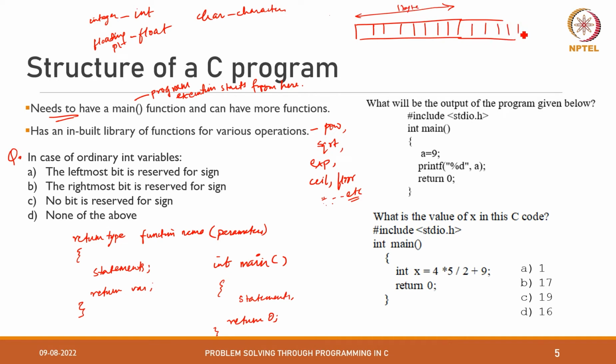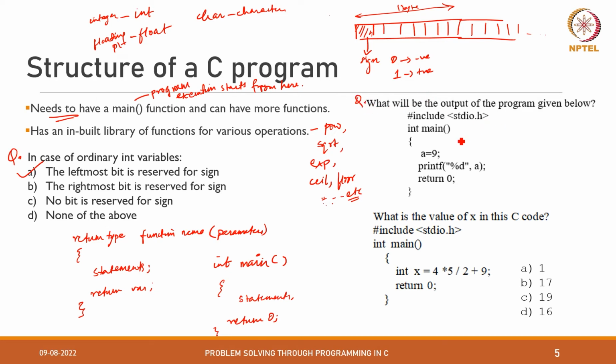The correct answer here is that the leftmost bit is reserved for the sign. So this particular bit is what will store the sign, and the remaining 31 bits will store the binary equivalent of the integer value. I hope that's clear. Okay, then let's move to the next question.